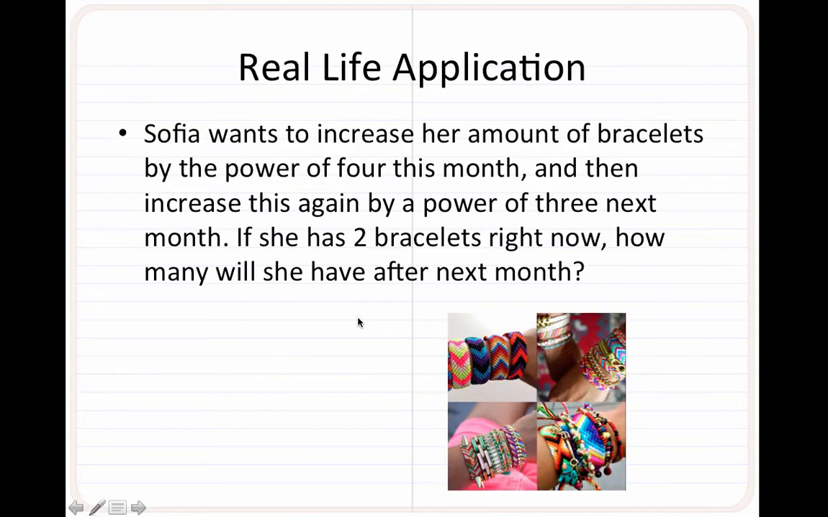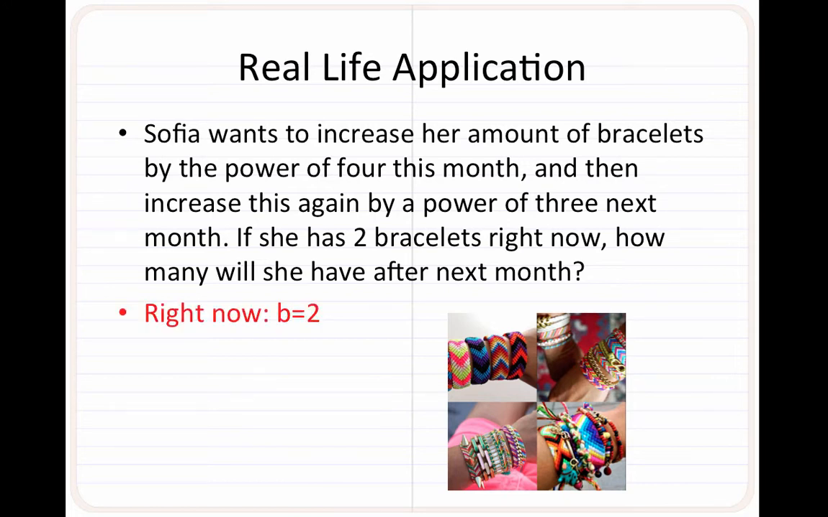Real-life application. Sophia wants to increase her amount of bracelets by the power of 4 this month, and then increase this again by a power of 3 next month. If she has 2 bracelets right now, how many will she have after next month?